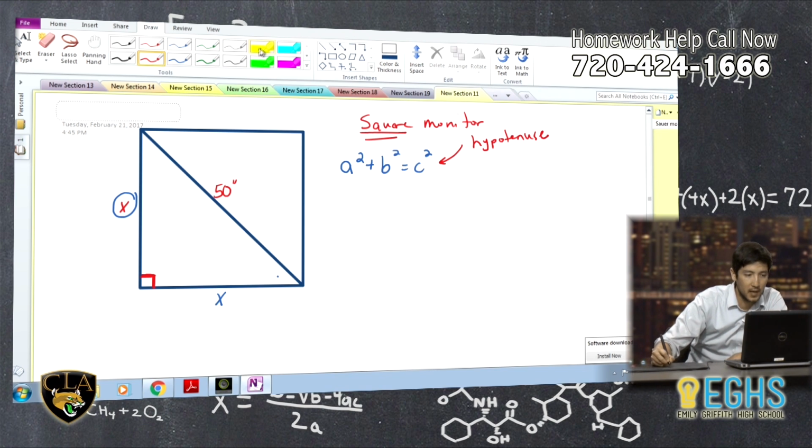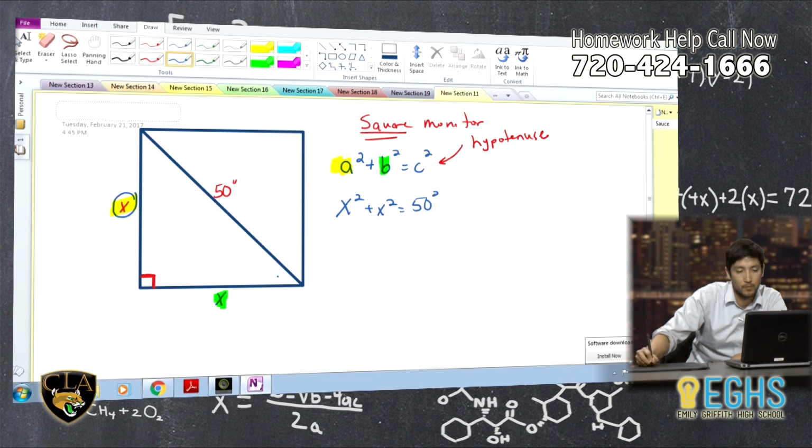All we're going to do now is plug in our variables. I have x here, so I plug in an x. We have another x for my b, so I plug in another x right here. I'm left with x squared plus x squared equals 50 squared. Now we have one equation, one variable. We can solve it because we related them. So x squared plus x squared is 2x squared equals 50 squared.